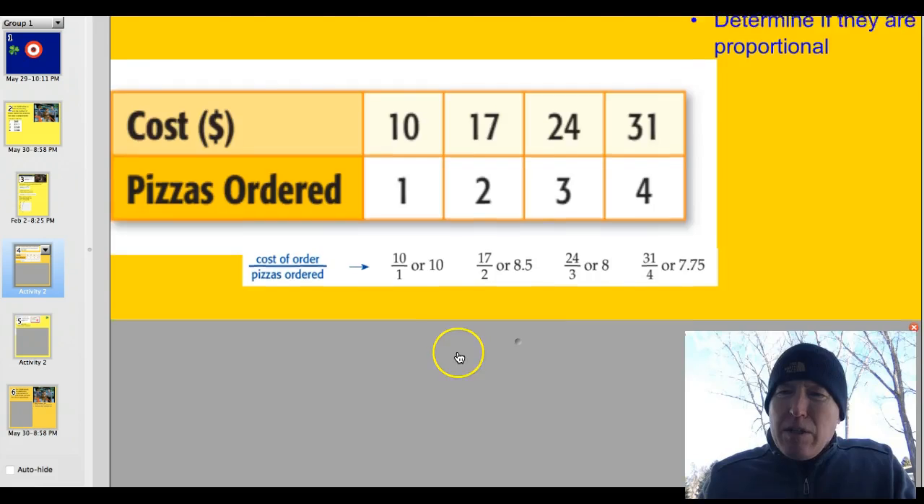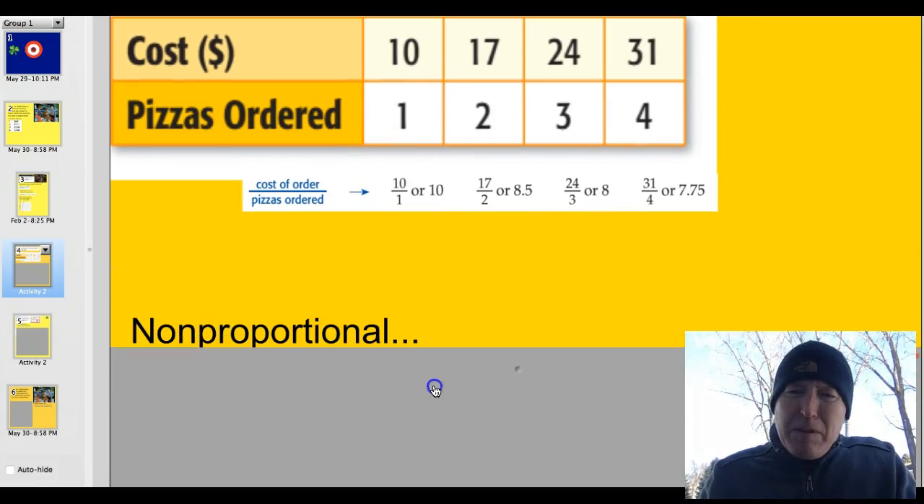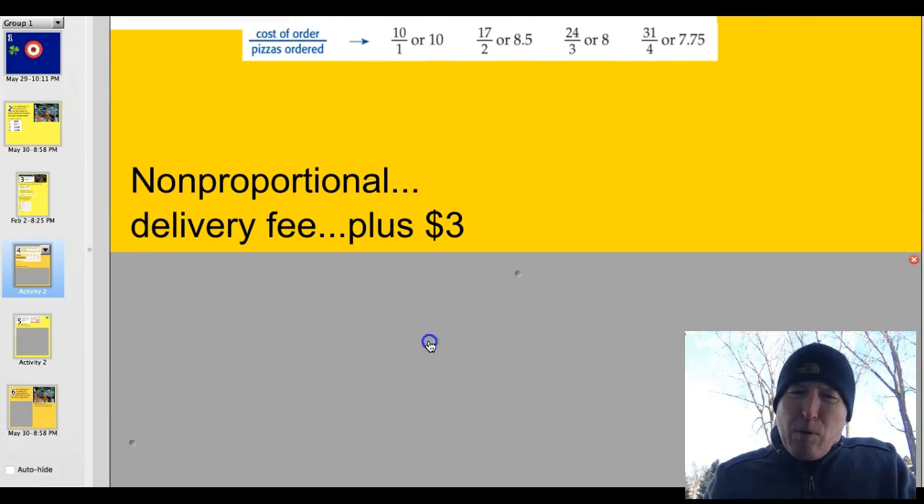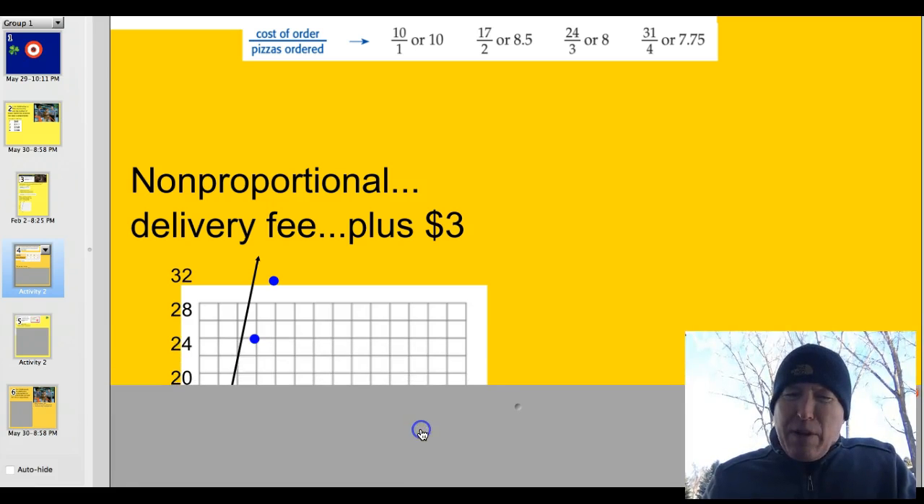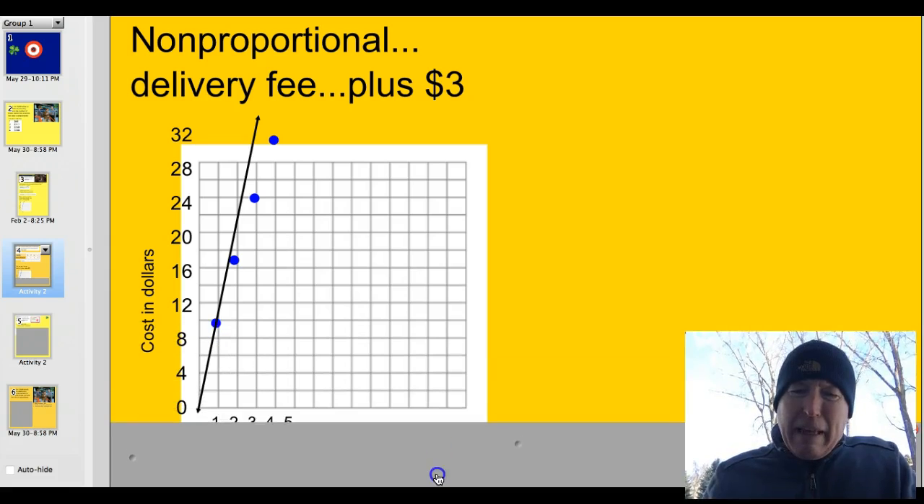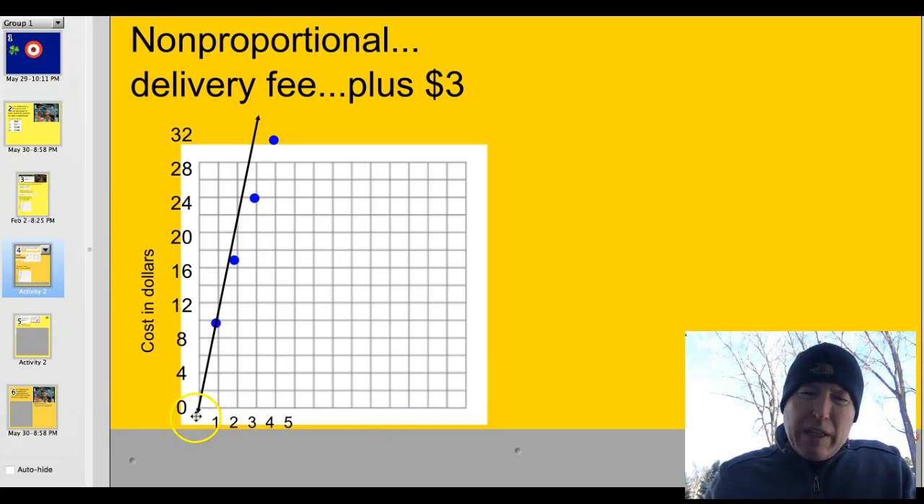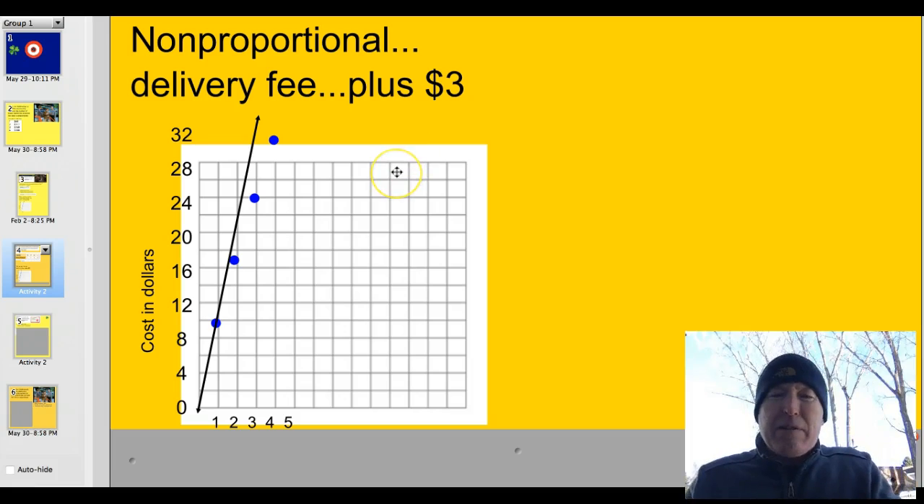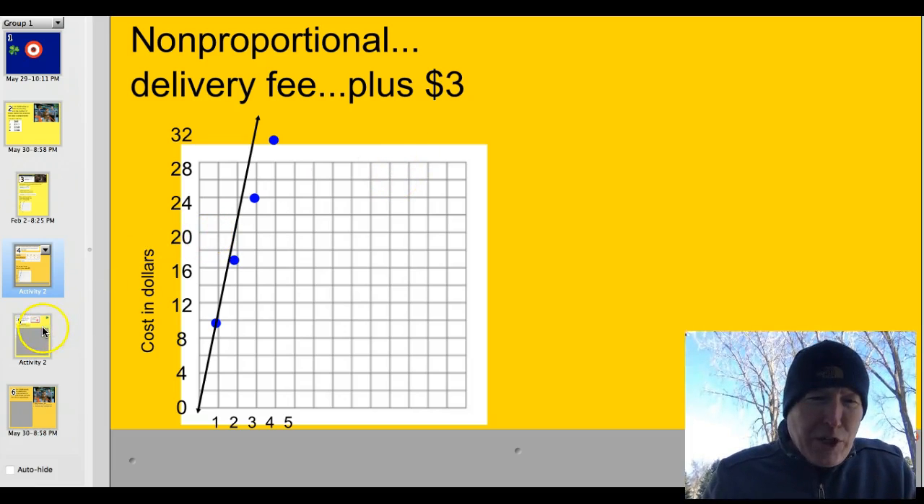Interesting, right? So is this proportional? No, this is not proportional. It's because of that delivery fee of that plus 3. So I just took and graphed this one quickly. And you can see that it starts off in a straight line, right? Because the first pizza is $10. But then these points, it's going to start arcing off this way. They're going to get a little bit less for each one. So it doesn't make a straight line when you graph it either. So this is a non-proportional relationship.